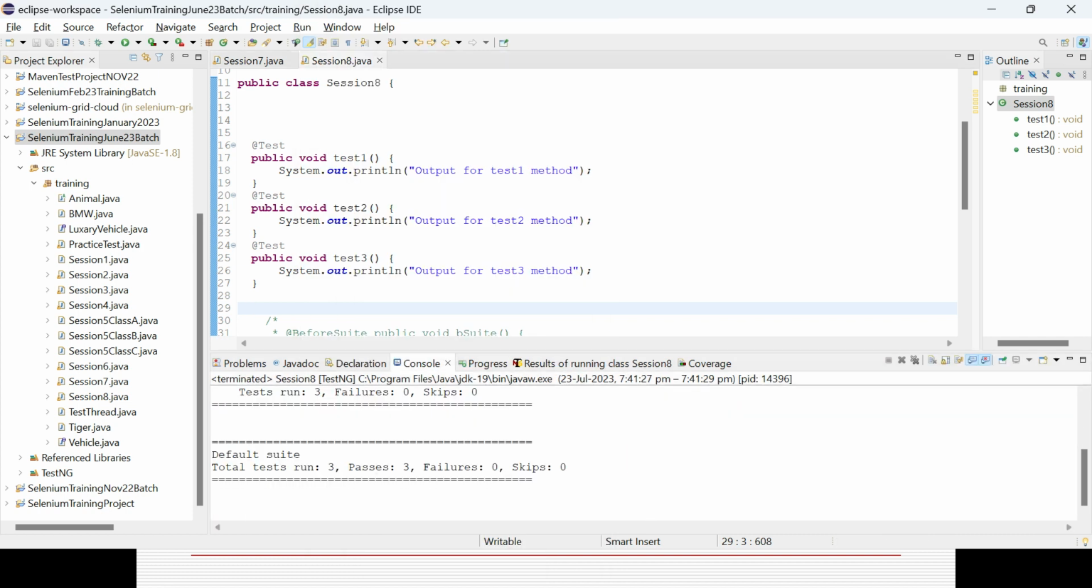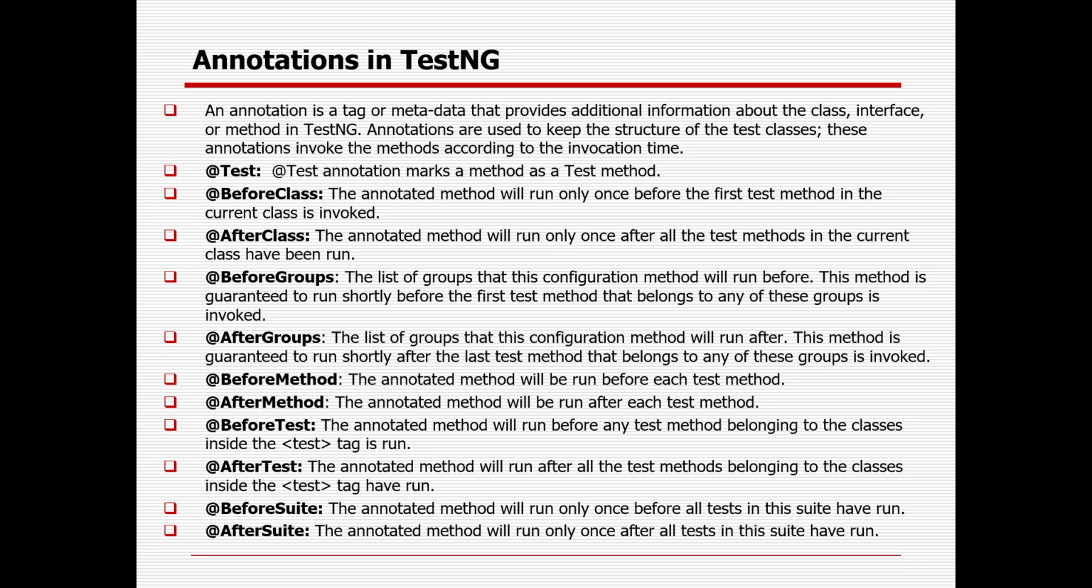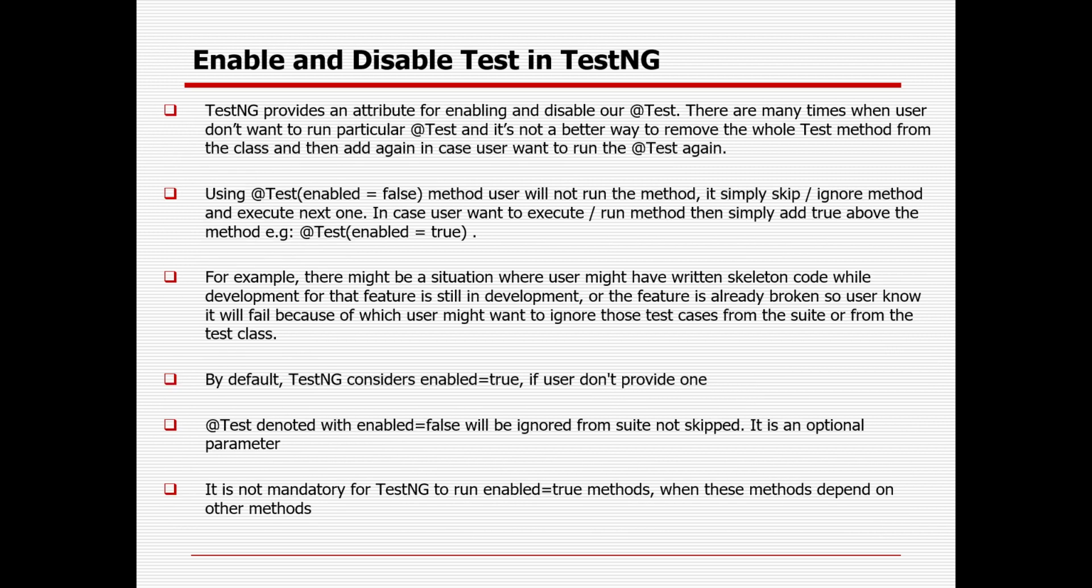3 test cases pass or fail. But say I have n number of test cases, and sometimes I don't want to run a particular test case or 2 test cases. But I will not be removing them from here, or commenting them out. So how can I disable the test cases from the execution? TestNG provides an option for enabling or disabling a test case. TestNG provides an attribute for enabling or disabling test cases.